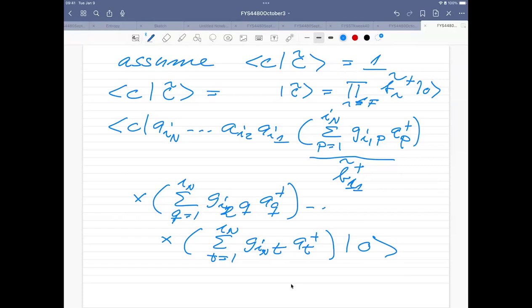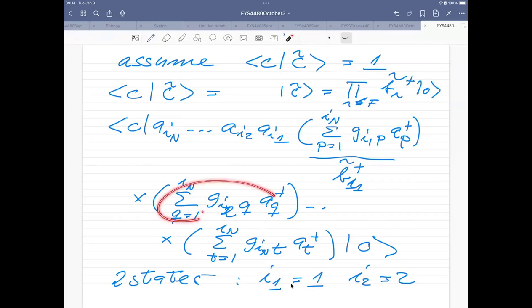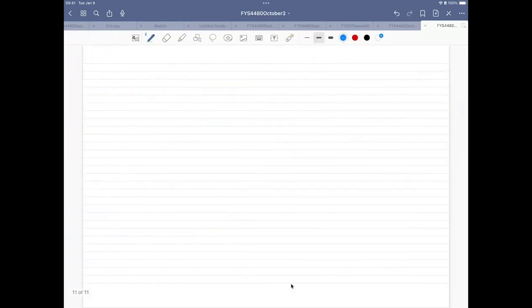So let's now pick a case where we take 2 states. That means that we have an I1, which I'm just going to use 1 as a label for, and then an I2 here, which I'm just going to write as 2 in the equations. So that means that the sums which you see here are going to run from 1 up to 2. So let's try to write this out.